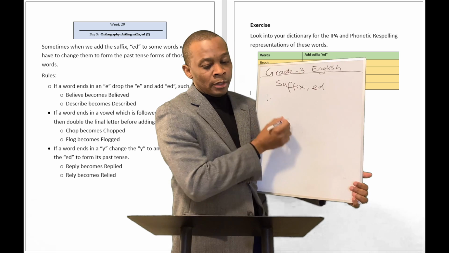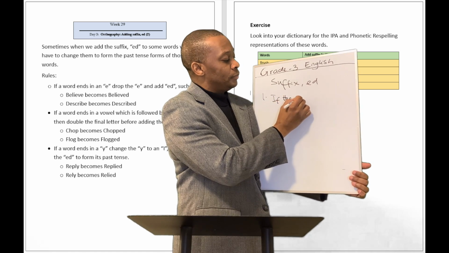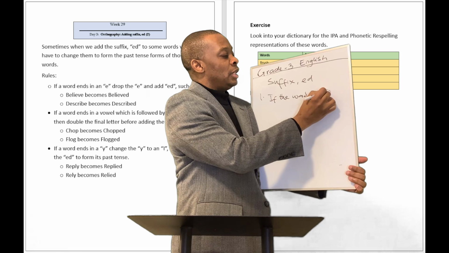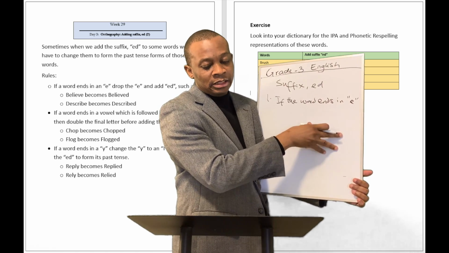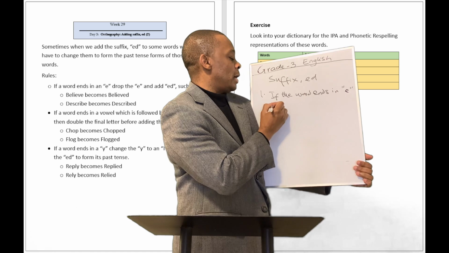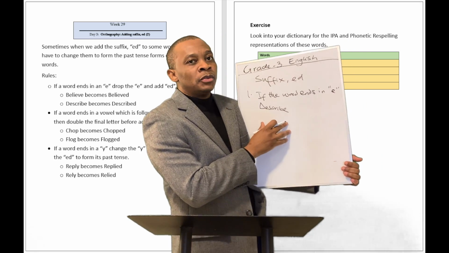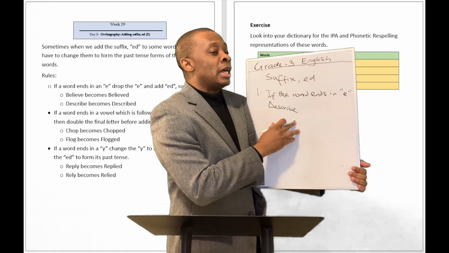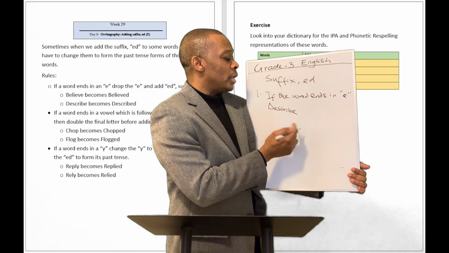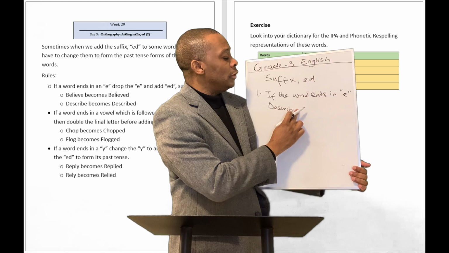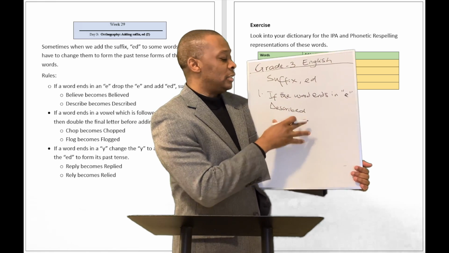So let's look at rule number one. If the word ends in the letter e, drop the e and then add -ed. An example of that is describe. How do you form the past tense of this word? The word describe is a verb. I want to add a suffix to it so I can form its past tense. How do I do that? Well, I am going to drop this e, then I can add my -ed. Drop your e and then add -ed. So that's rule number one.